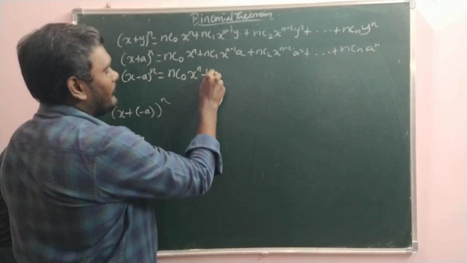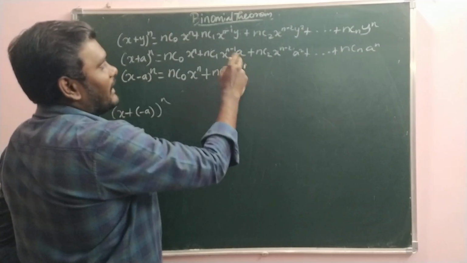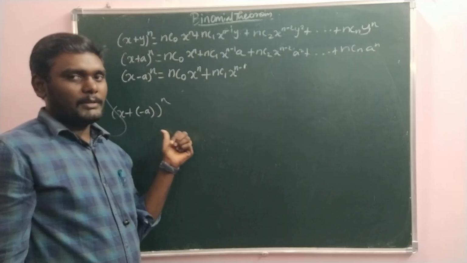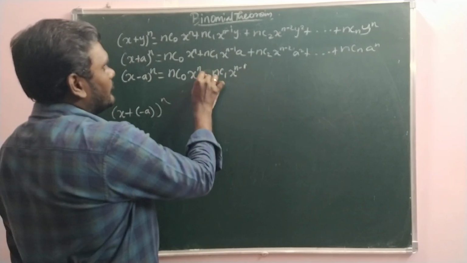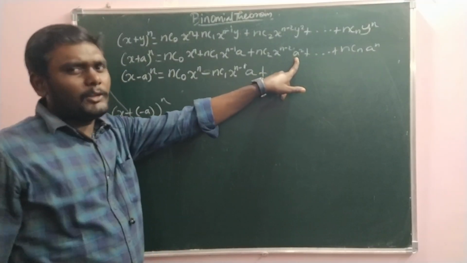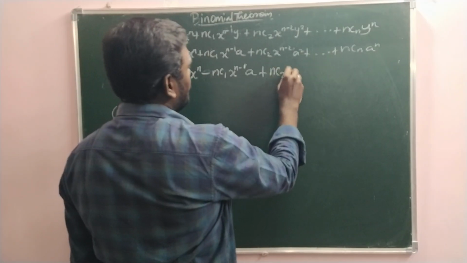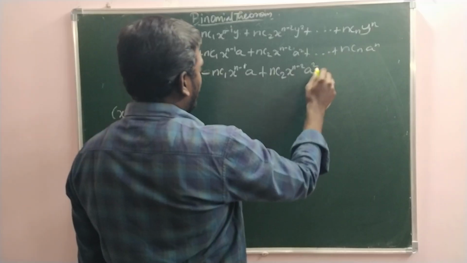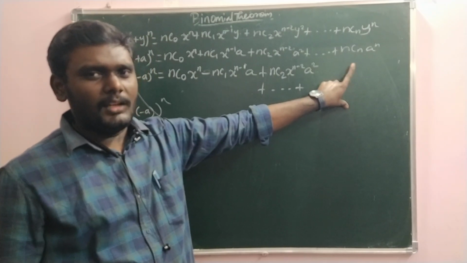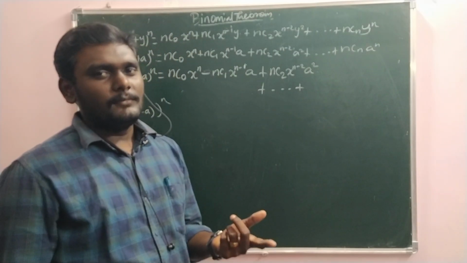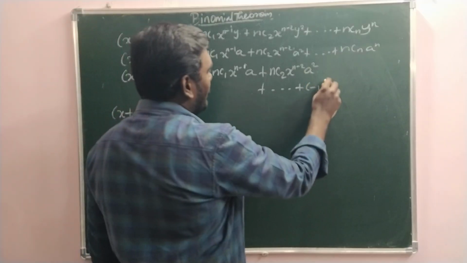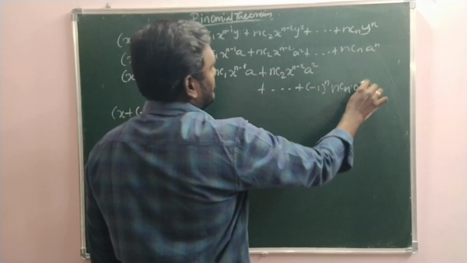0 is an even number, so we'll have positive 1, plus nC1 x^(n-1) where a comes in the odd power. In place of a, as I told you earlier, I am substituting minus a, so this term becomes negative: minus nC1 x^(n-1) a. Then plus, since a^2 is there, substituting minus makes it positive: plus nC2 x^(n-2) a^2 and so on. But at last we have some ambiguity whether it is positive or negative. It depends on the value of n: if n is odd, negative; even, positive. To handle this uncertainty, we put (-1)^n nCn a^n. Matched, right?